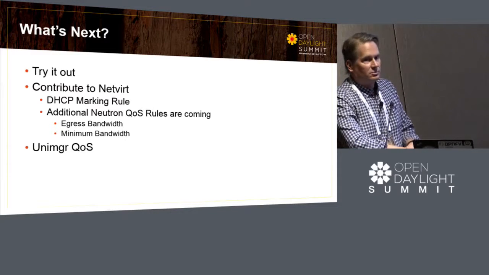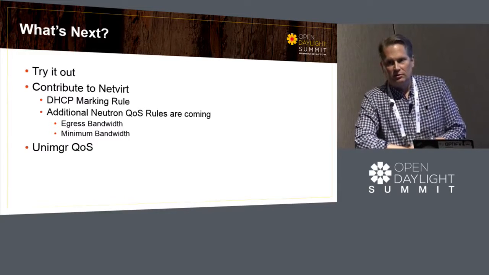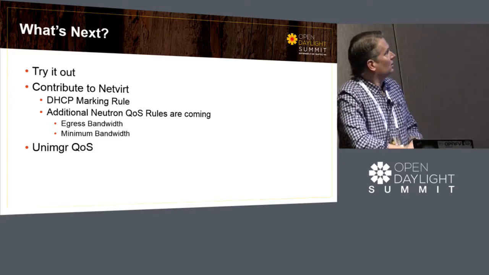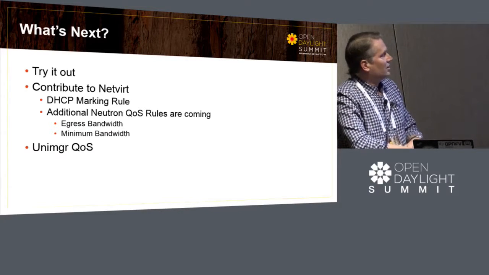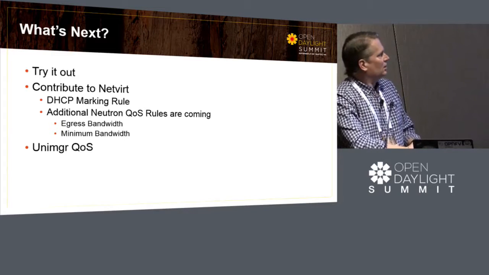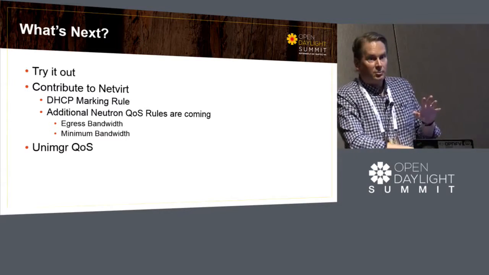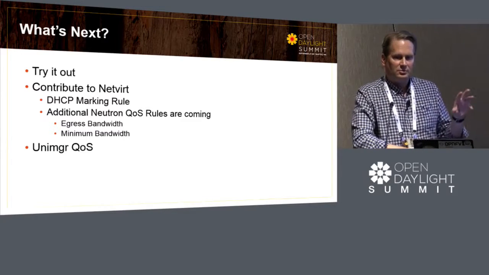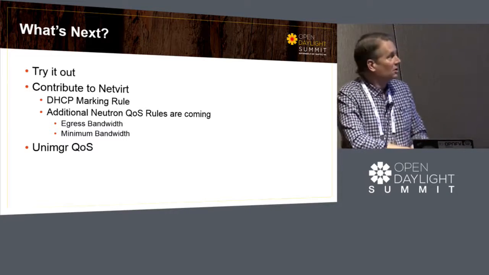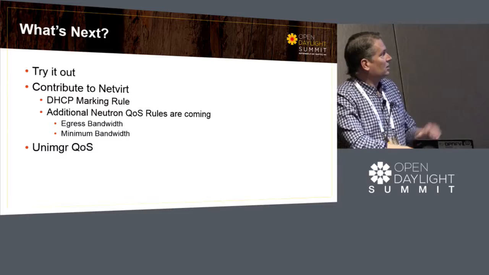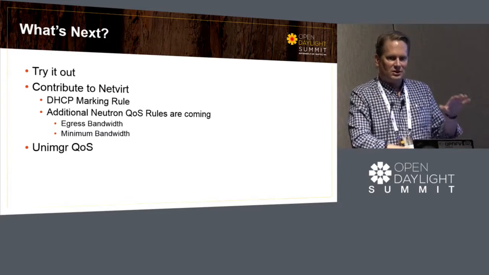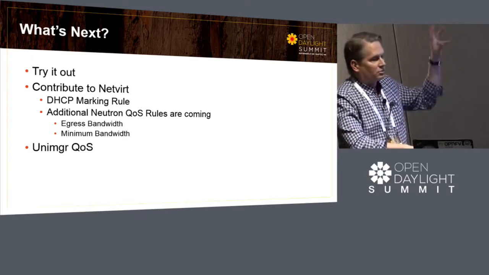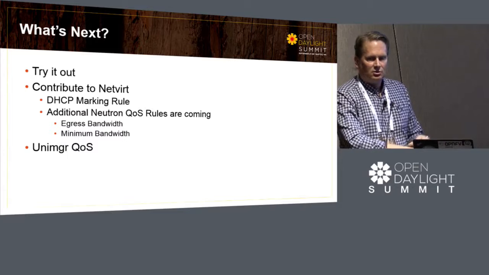There's egress bandwidth support, so that includes both the rate limits as well as minimum bandwidth guarantees that are being added. And then I just learned yesterday that the UniManager, another ODL project in the Beryllium release, had done some proof of concept using the OVSDB QoS entries I mentioned coming into Beryllium. But maybe UniManager also uses NetVirt as a southbound, I guess you could say.